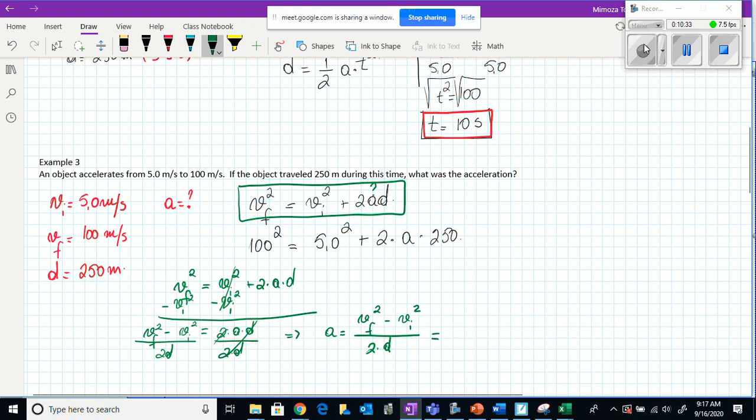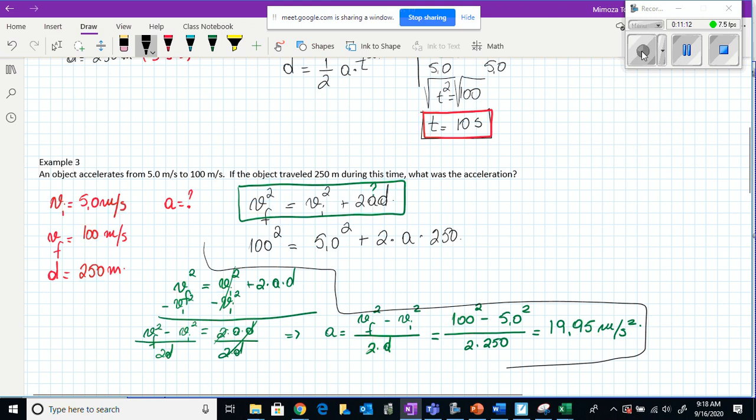And then from this expression, I substitute what the problem is giving me. So 100 squared minus 5.0 squared divided by 2 times 250. And if you enter this in your calculator, you will get 19.95 meters per second squared. And if you go the different way, with substituting and doing all that, you should still get the same answer.